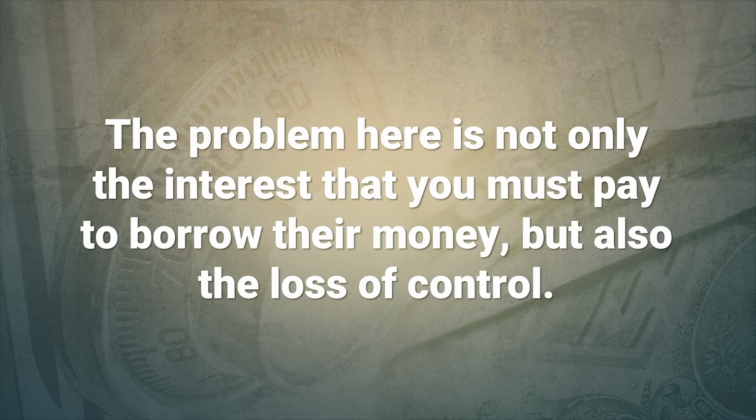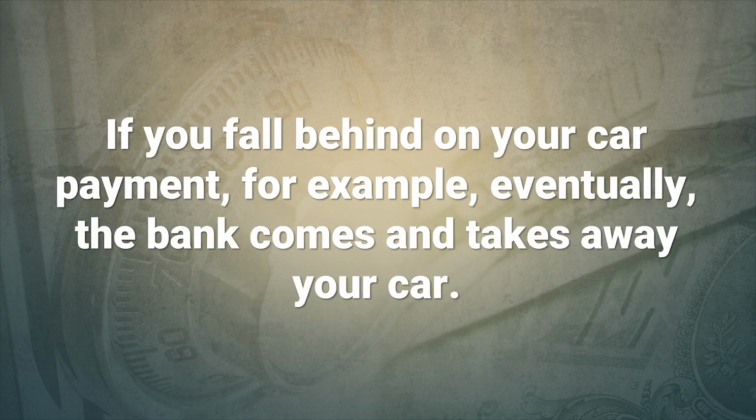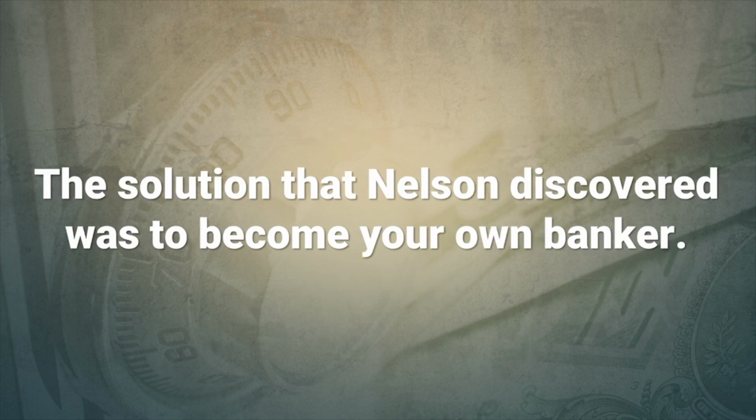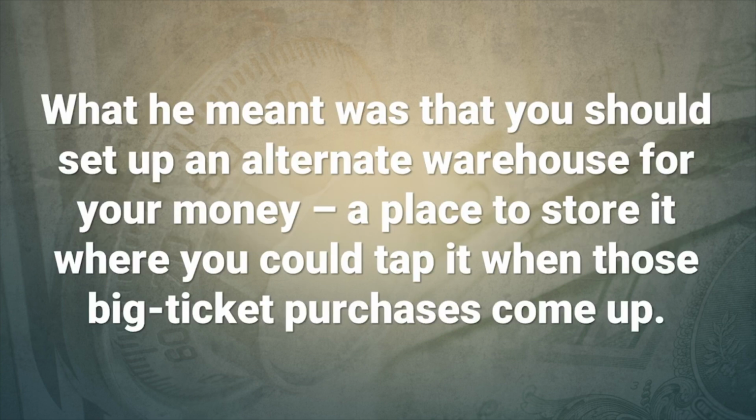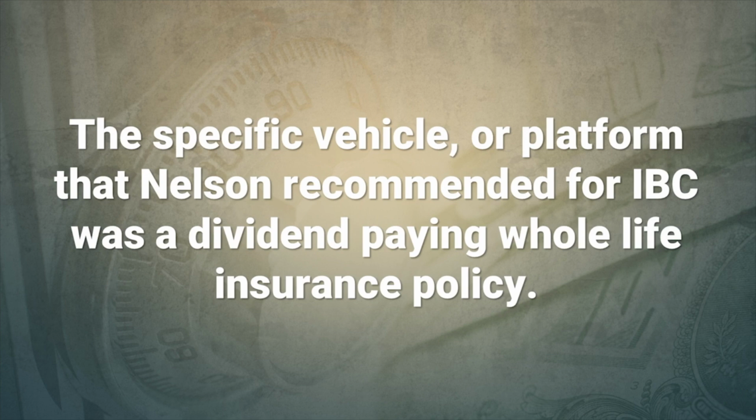The problem here is not only the interest that you must pay to borrow their money, but also the loss of control. If you fall behind on your car payment, for example, eventually the bank comes and takes away your car. The solution that Nelson discovered was to become your own banker. What he meant was that you should set up an alternate warehouse for your money, a place to store it where you could tap it when those big ticket purchases come up. The specific vehicle or platform that Nelson recommended for IBC was a dividend-paying whole life insurance policy.